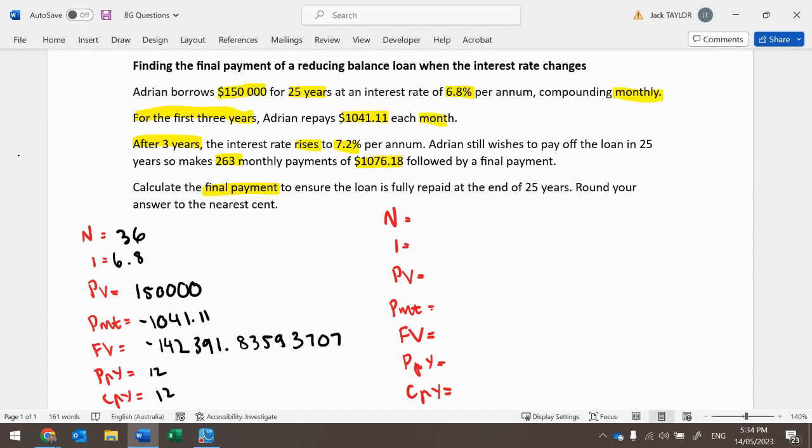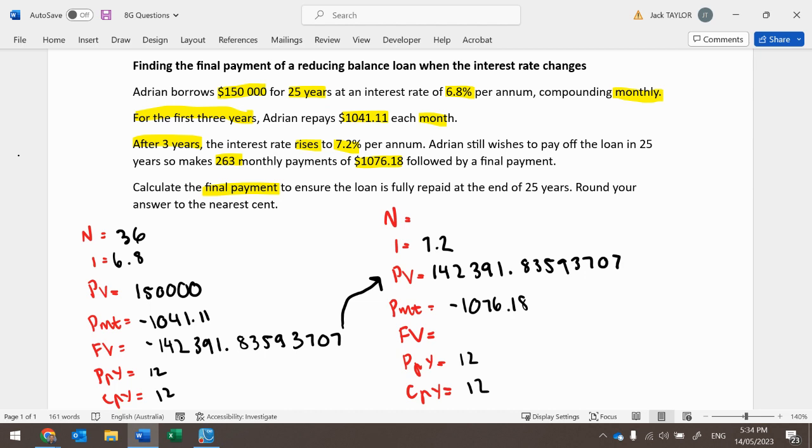All right, we'll start with the easy ones. So PPY and CPY are 12. The payment has changed to $1,076.18. The rate changed to 7.2. So like with the last one, the FV will now become my PV. 3 years have passed, and so now this is my present value. Because it's a loan, the PV is positive. And I'll include all those lovely decimals.